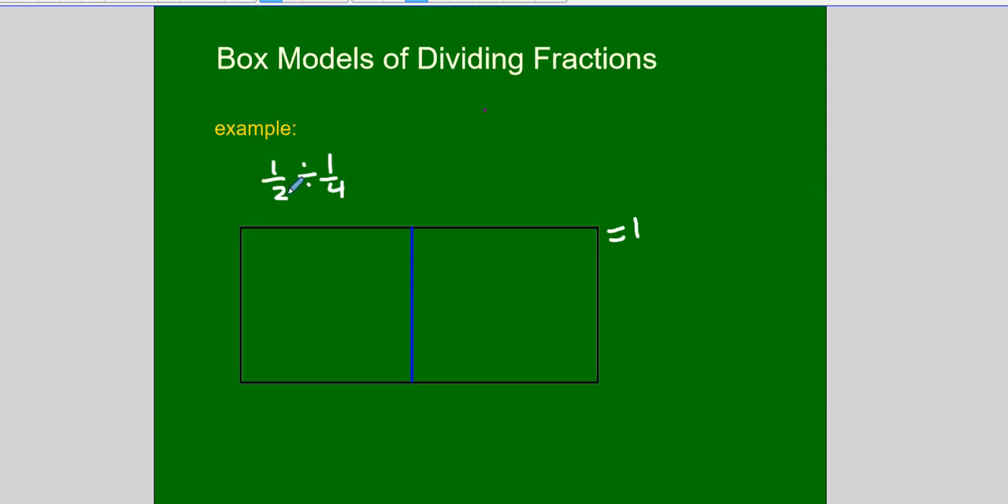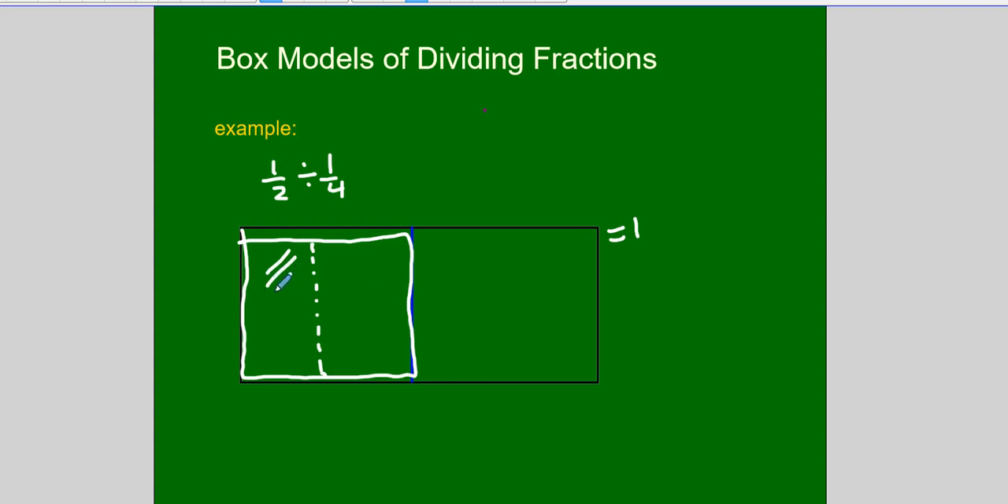Okay, another example. So 1/2 divided by 1/4. So I've drawn a half here. How many quarters fit into a half? Well, this is 1/4 of 1 right here, okay? So how many quarters fit into a half? Well, each of these is 1/4. There's 2 of them. So the answer is going to be 2. So again, you've got a total of 1, 2, 3, 4 quarters. Well, 2 quarters fit into a half.